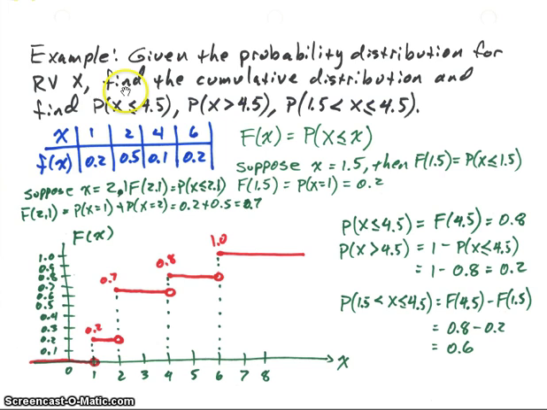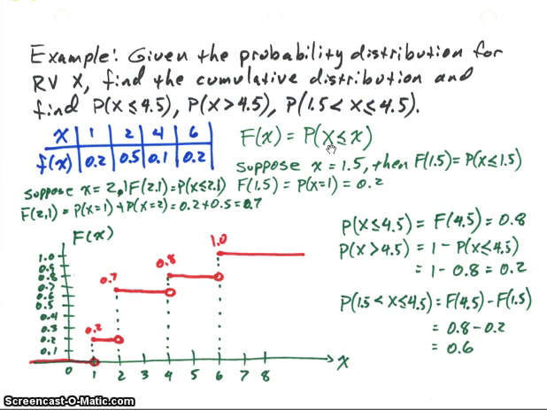Now the question is to find the cumulative distribution function, our capital F of x, and find the probability that our random variable will be less than or equal to 4.5, the probability it'll be greater than 4.5, and the probability that it'll be between 1.5 and 4.5. Okay, so I just wrote down our definition of the cumulative distribution function: capital F of x is the probability that our random variable x will be less than or equal to whatever that little x value is.